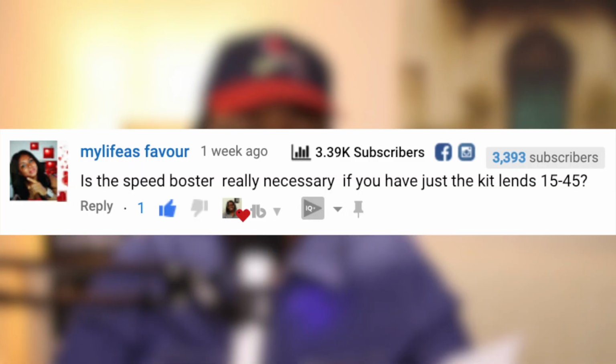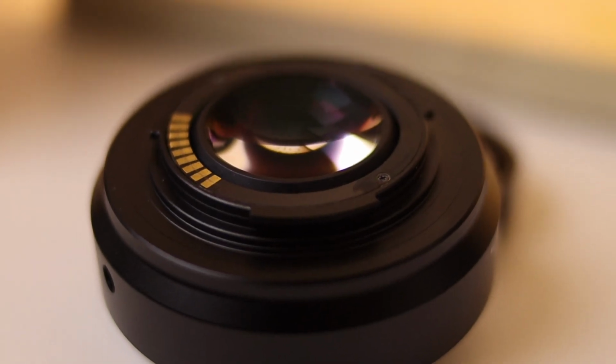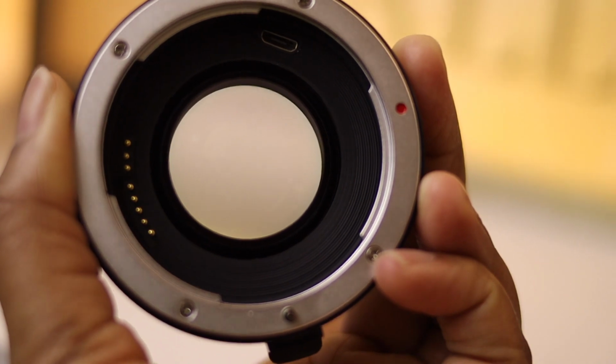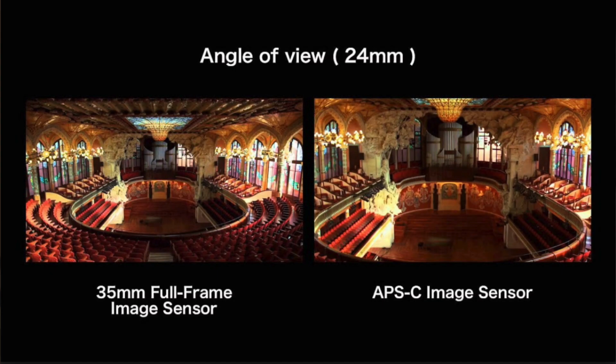Really like this one. Is the Speedbooster really necessary if you have just the 15-45 kit lens? Now, if you were keeping up with the Vlogmas video and one of my previous videos in the M50 series, then you know I picked up the Viltrox Speedbooster. It has a glass element that goes between the camera and the lens to basically widen the field of view, how wide the camera can see, so that instead of the camera being super close, I'm able to get an image closer to what a full frame would look like.